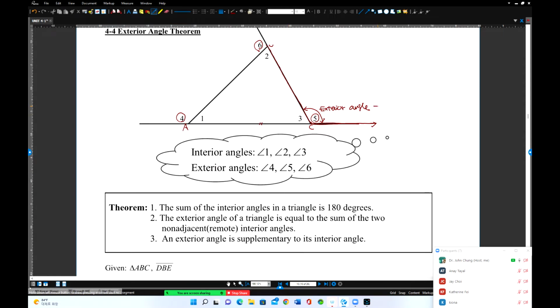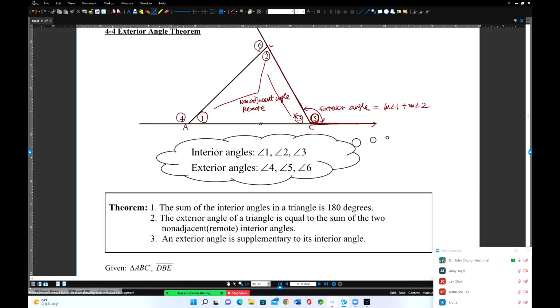But there's a very interesting property there. This exterior angle is how much? It is equal to the sum of these two interior angles, but not this one. These two interior angles. We say non-adjacent. This one is adjacent to this angle, right? Non-adjacent interior angles, or you can say remote, far away from this angle. So actually the measure of angle 1 plus the measure of angle 2 is exactly equal to the measure of angle 5. That we call the exterior angle theorem.